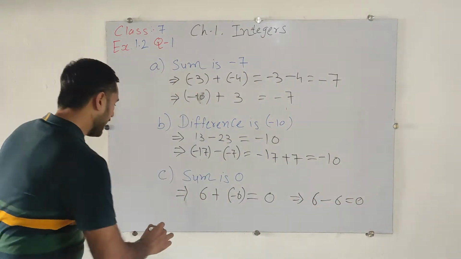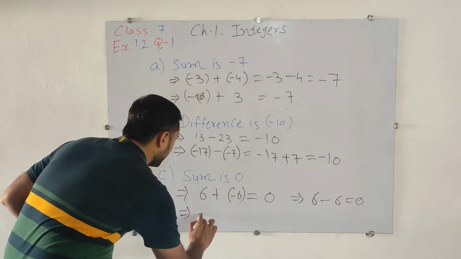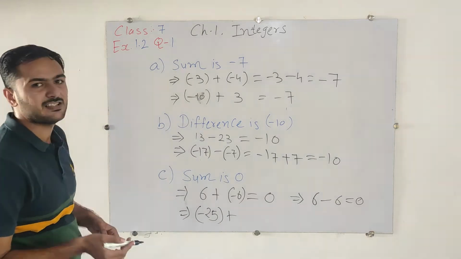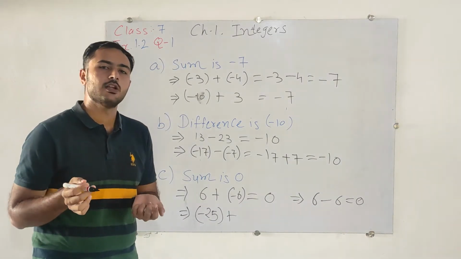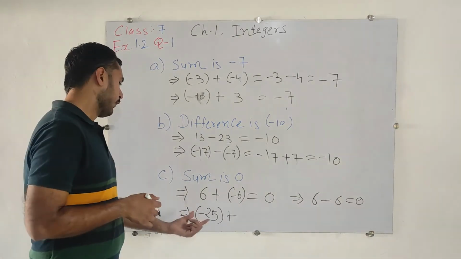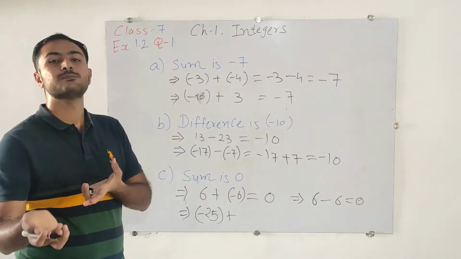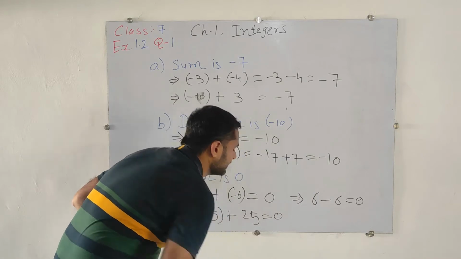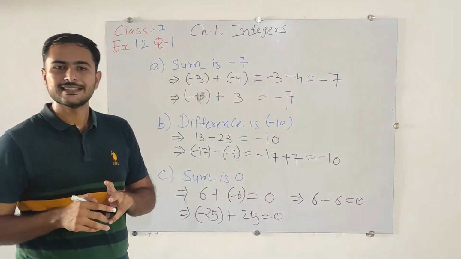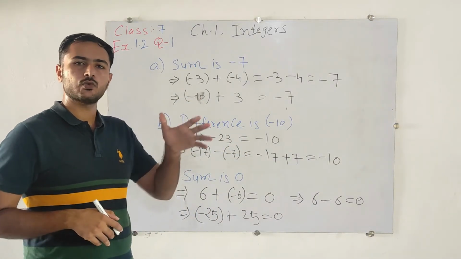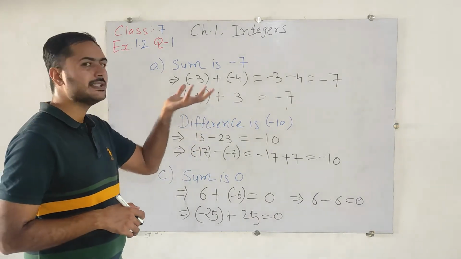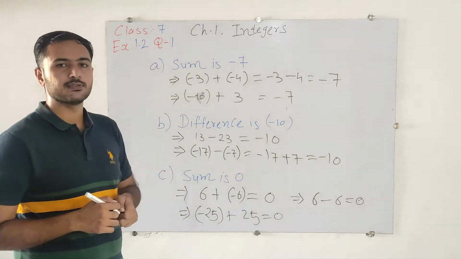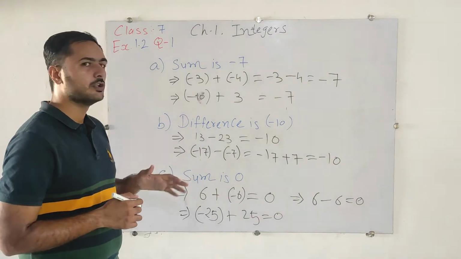Understood? Okay. Now if I select minus 25, what should I add to minus 25 to get answer 0? Again, we will use the additive inverse. For minus 25, the additive inverse is plus 25, so plus 25, answer will be 0. This is how we can identify the two pairs of integers by the given statements. Now just pause the video and note it down.